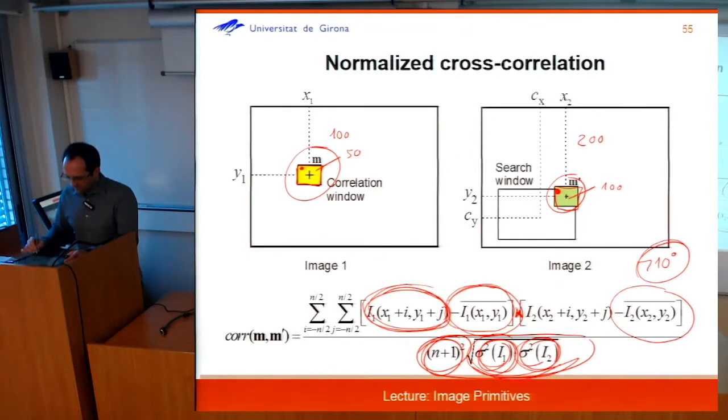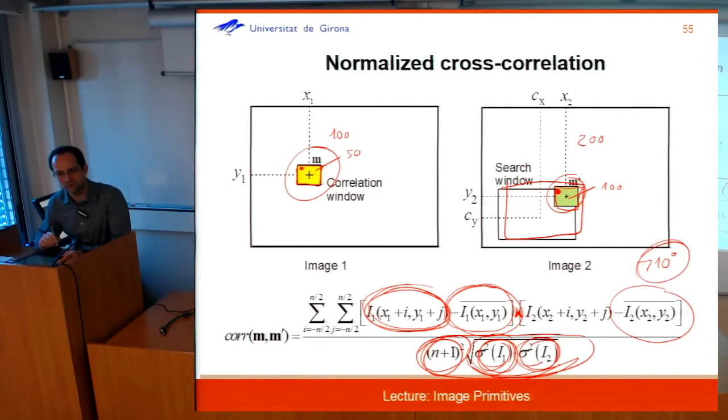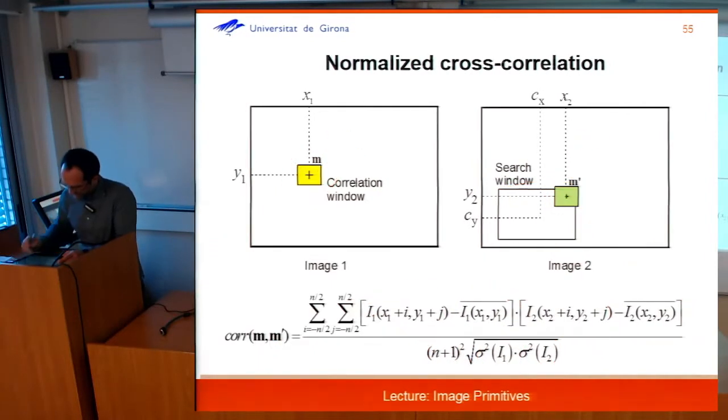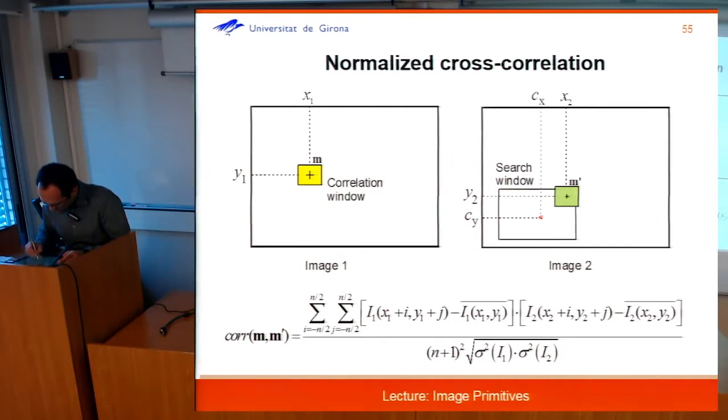Normally, when you do this, you're not so sure about the location of your corner. And normally what you do is you open a search window around the corner that you detected, the interest point that you detected. And then you don't apply the correlation just here. You don't take this here and compare this window to this window.